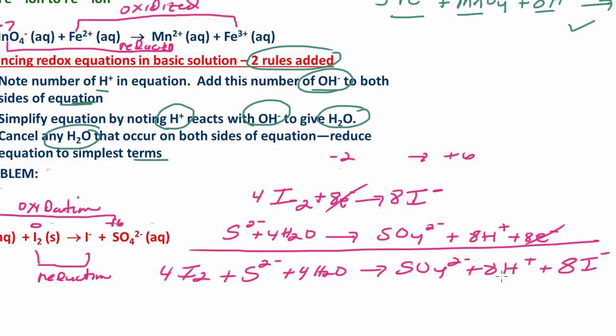Okay, so we want to get rid of the hydrogen ions here. I have 8 hydrogen ions here, so I'm going to add 8 hydroxide ions, and I'll have to also add them to this side. I can combine the hydrogens with the hydroxide ions for 8 waters. So let me rewrite this here.